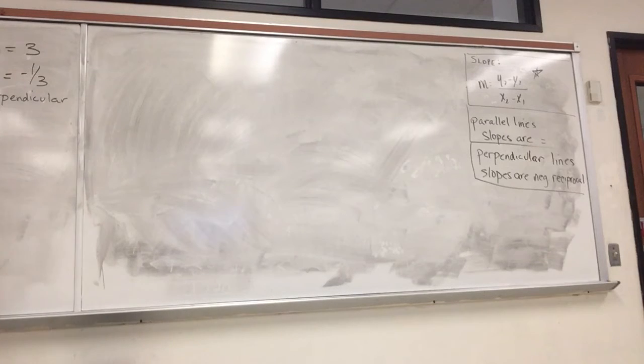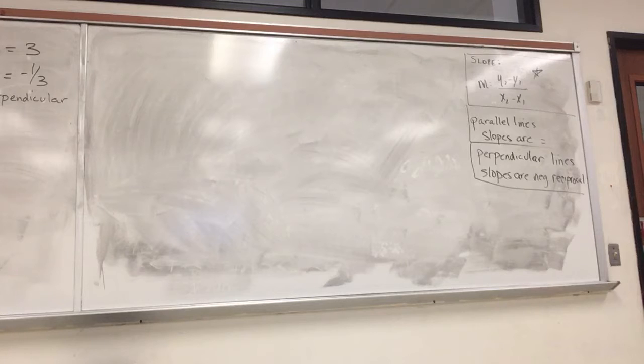All right. It says write the slope intercept form. Slope intercept is where y equals mx plus b, of the equation of a line that passes through (1, 0) and is parallel to y equals 4x minus 4.